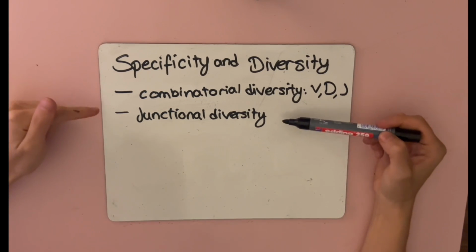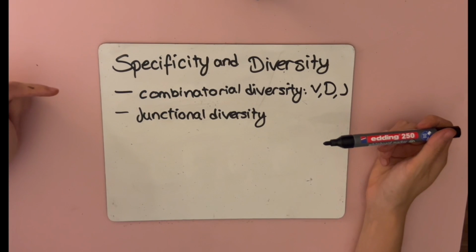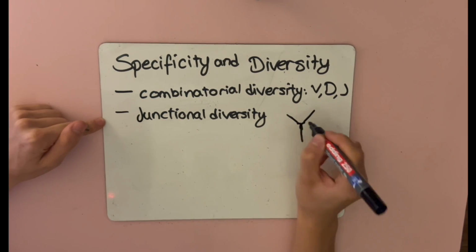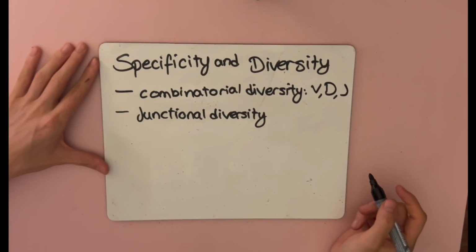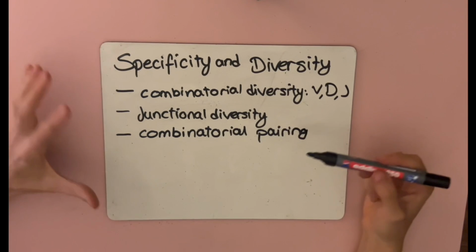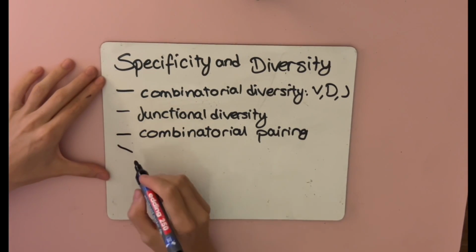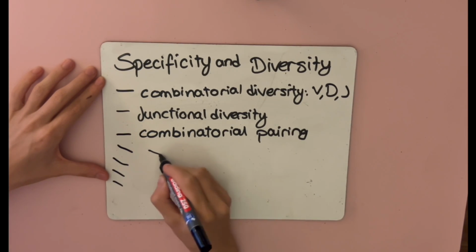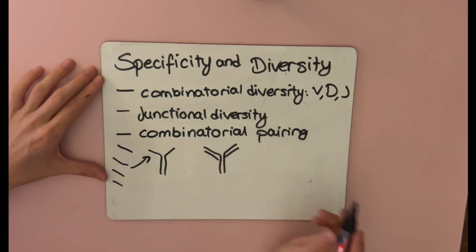Then there's junctional diversity. So random addition or deletion of nucleotides at the joining sites. So basically, at these sites where we bind it together, there are nucleotide deletions. Then there is combinatorial pairing, random pairing of heavy and light chains. So imagine you have created a light chain, right? There are different light chains, and then there are different heavy chains, and you just combine a random one with it, which also causes some type of diversity.